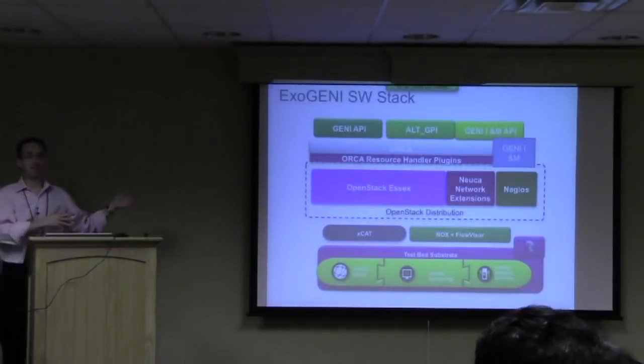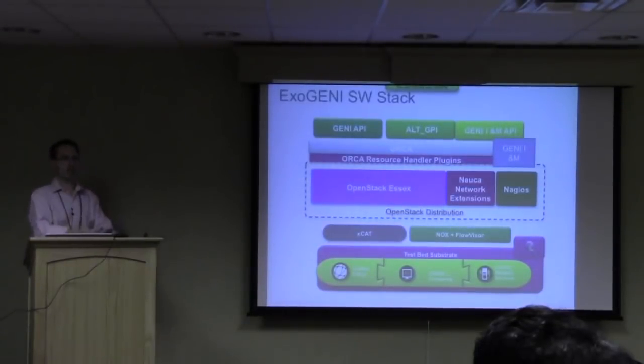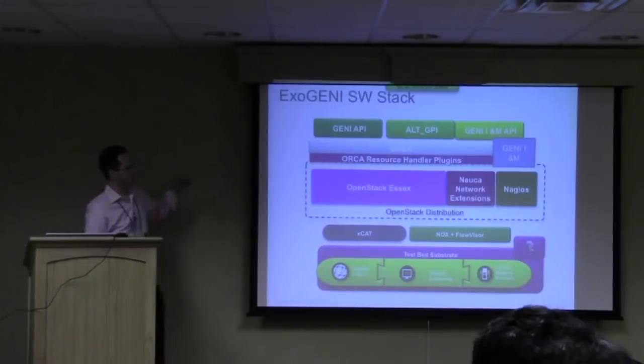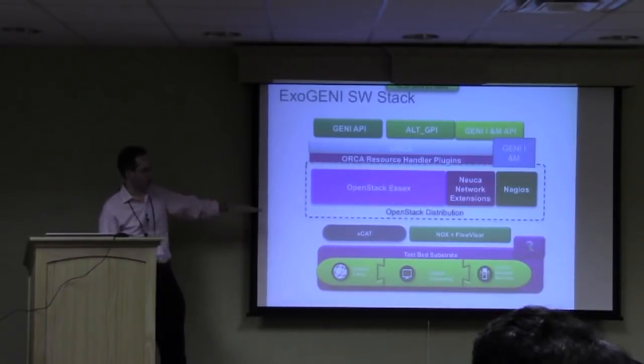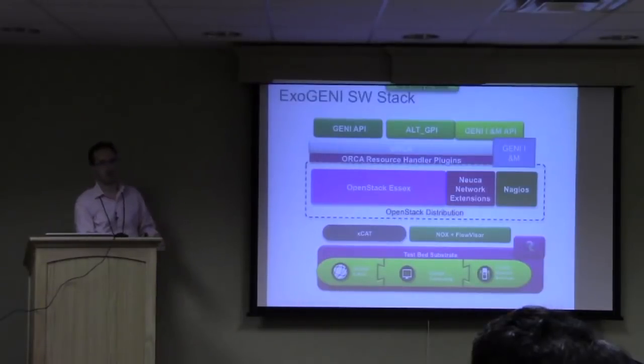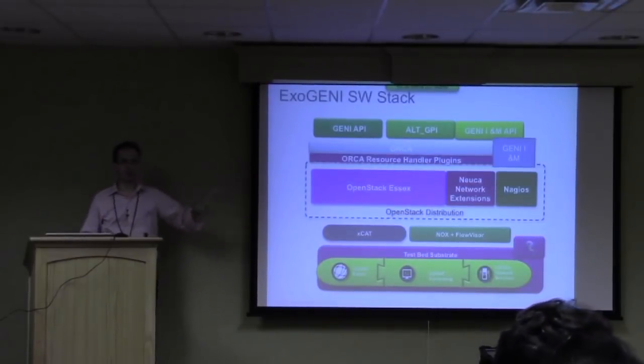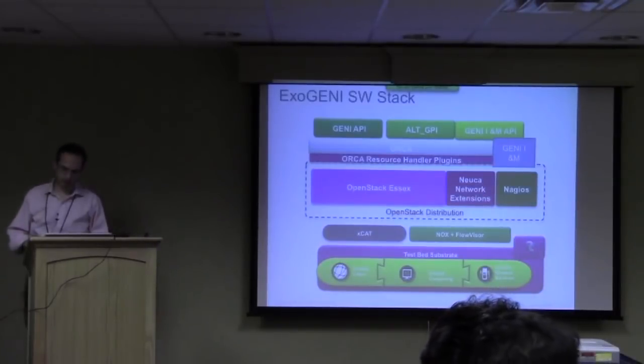So a stack that I pinched from their slides, so RENCI guys, one of yours. So this is just the software stack that's sitting there right now. As Jonathan just mentioned, the XCAT that's sitting there, the Nox and the Flow Visor that's sitting there, that's communicating through, doing the OpenFlow pieces for us. And then on top of that, we have the appropriate pieces, the network extensions that the guys have written.